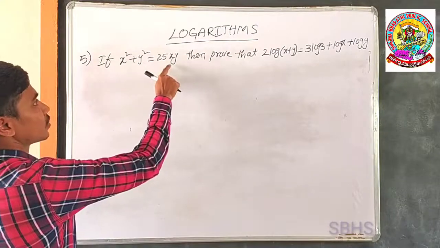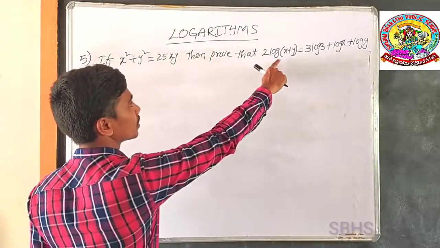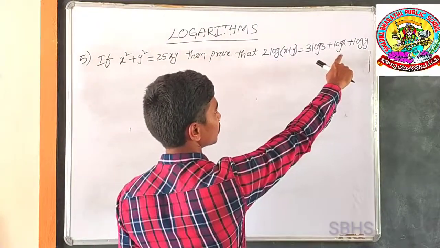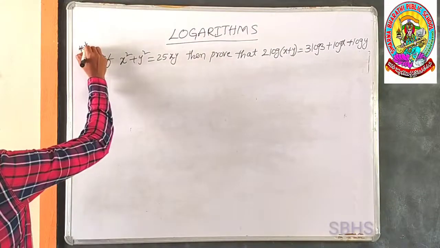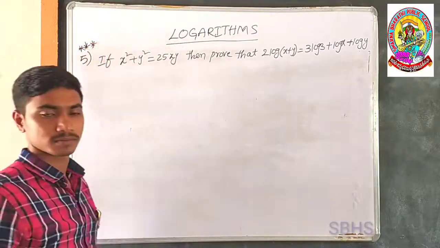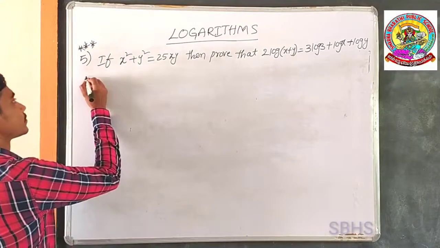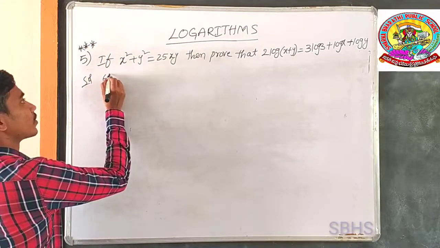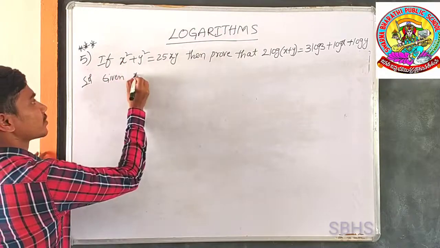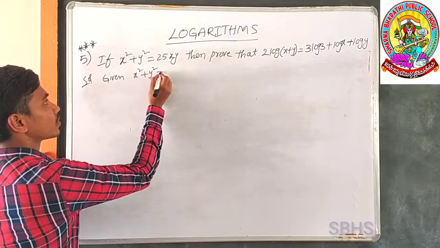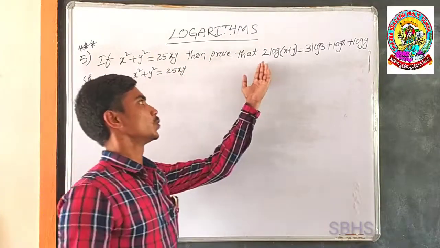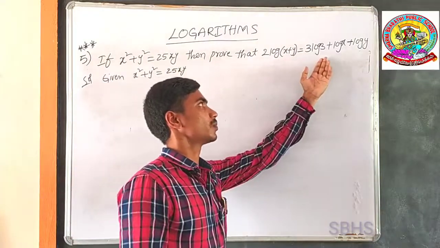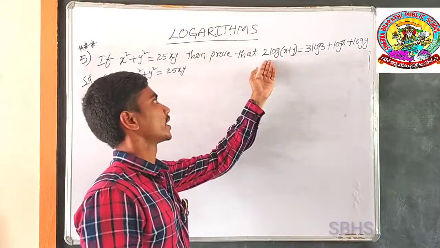If x square plus y square is 25xy, then prove that 2 log (x plus y) is equal to 3 log 3 plus log x plus log y. Very most important sum for public. Given: x square plus y square is equal to 25xy. What should be proved? 2 into log (x plus y) is equal to 3 log 3 plus log x plus log y. So take LHS.